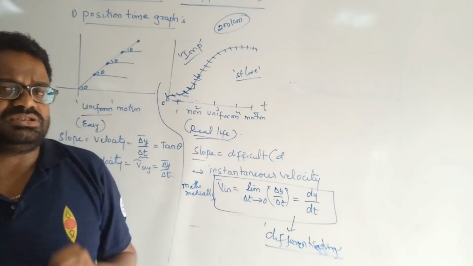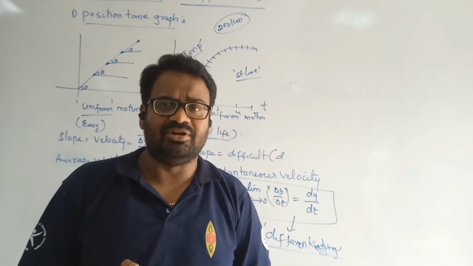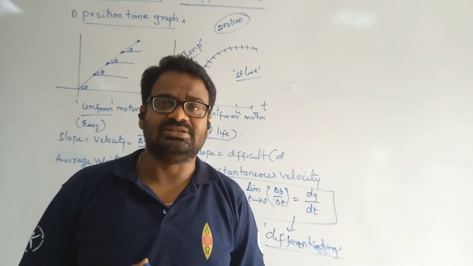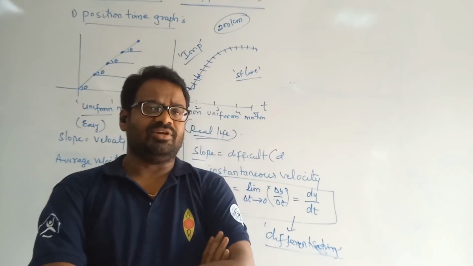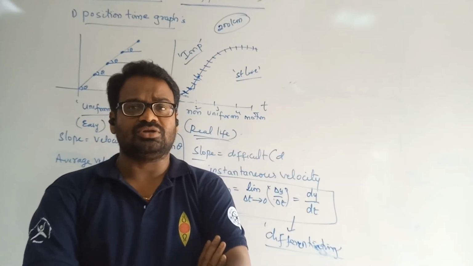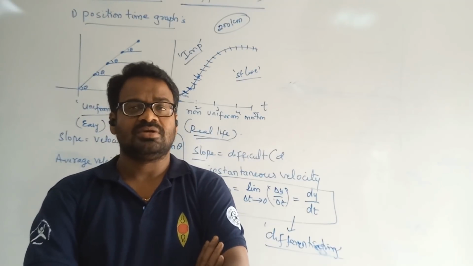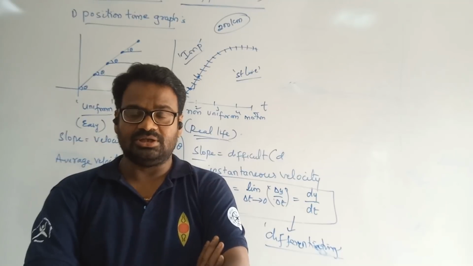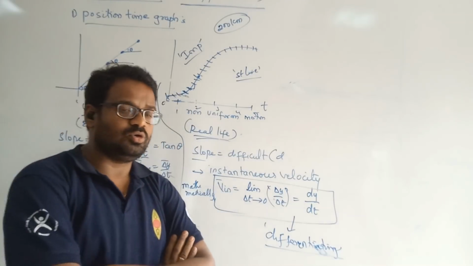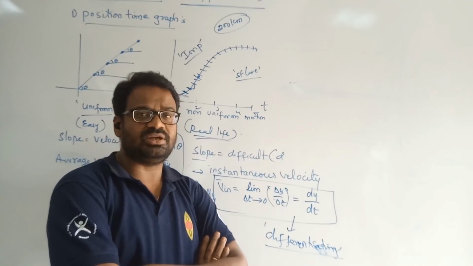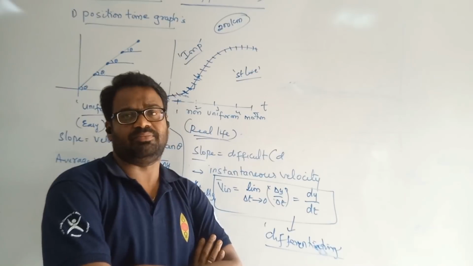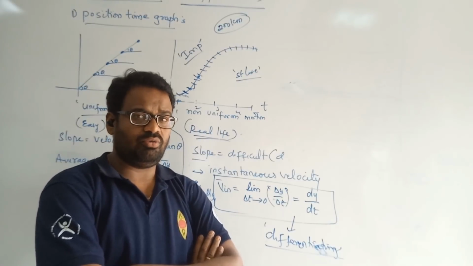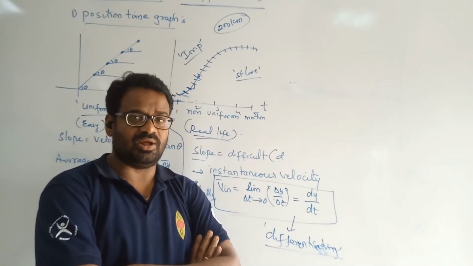In simple words, velocity has two forms: average velocity and instantaneous velocity. What is the difference? Average means total displacement traveled over the total time taken. Instantaneous: throughout the journey we are not going to have the same velocity, but we are going to have various velocities at one instant of time.